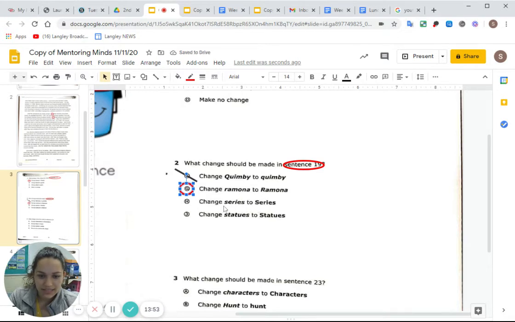All right, H, change series with a lowercase s to series with a capital S. Is it being specific, that word series? If I just say, I'm reading this series, is that specific? No, it's not. So that is not one of our possible answers.